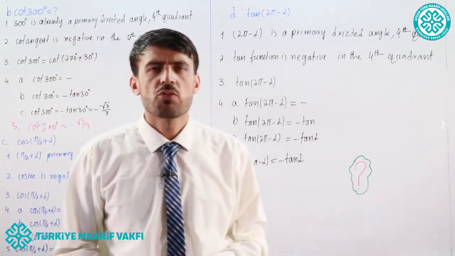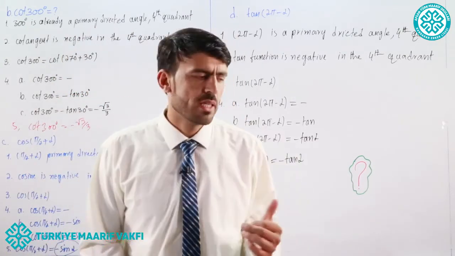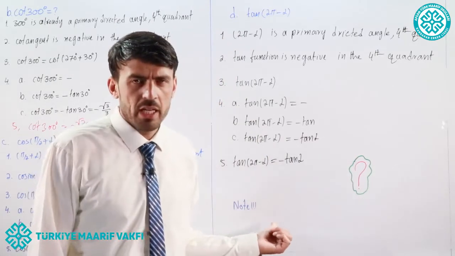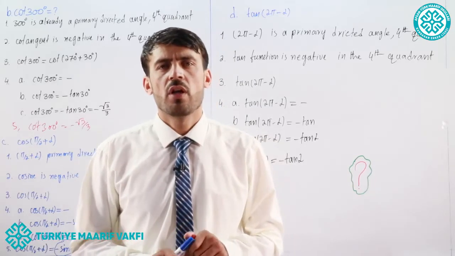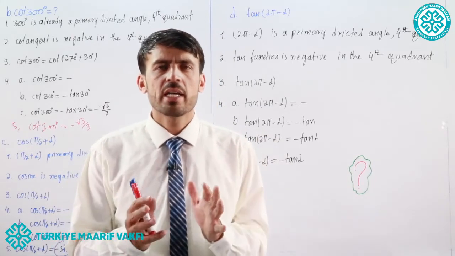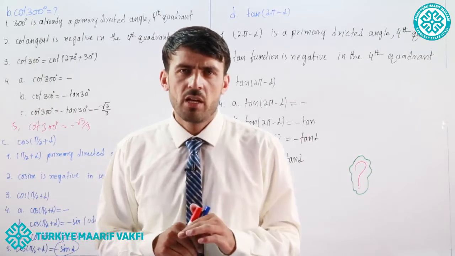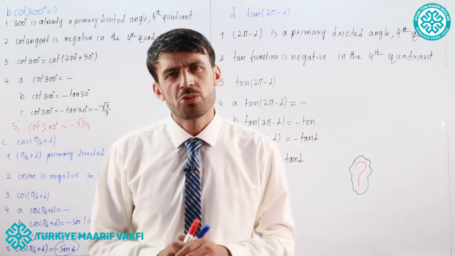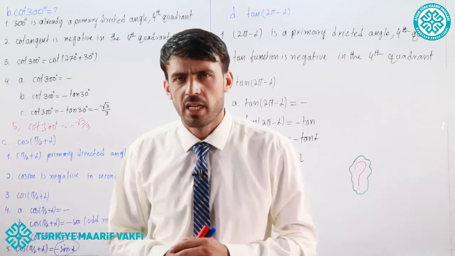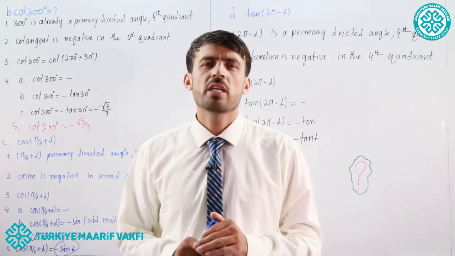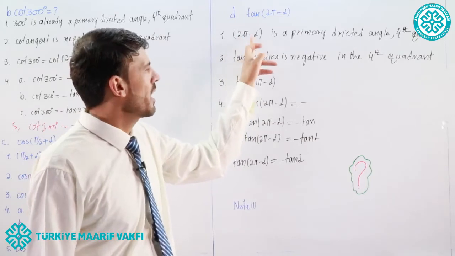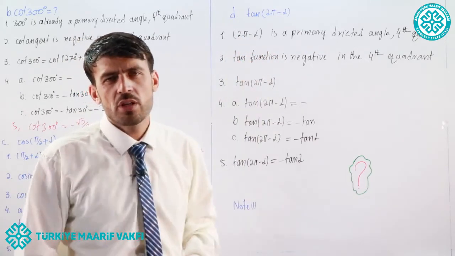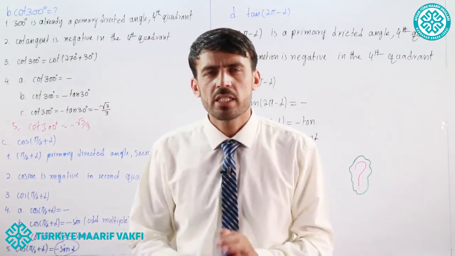These were our reduction formulas. But one thing should be kept in mind, that reduction formulas are really useful for a quadrantal angle and a variable angle. For a numerical angle, we can use a reference angle, but reduction formulas are only really useful for a quadrantal angle and a variable angle. So these were our reduction formulas.